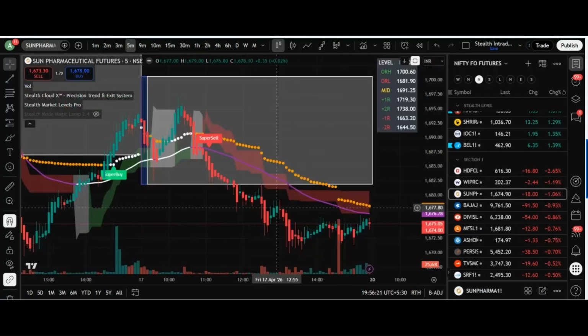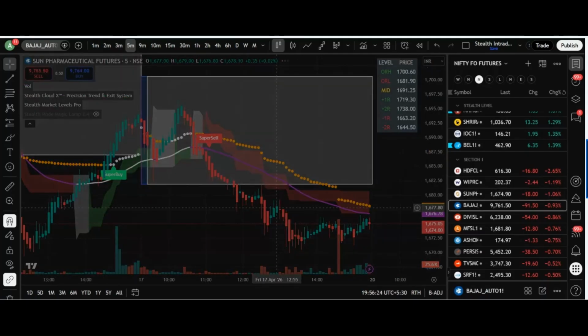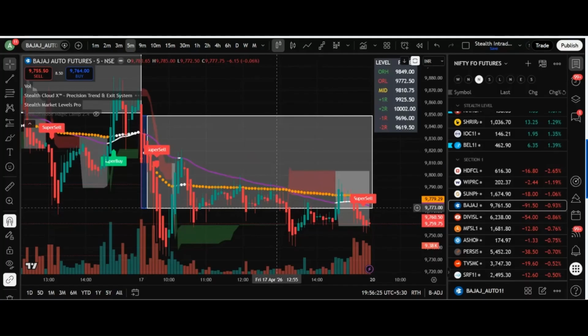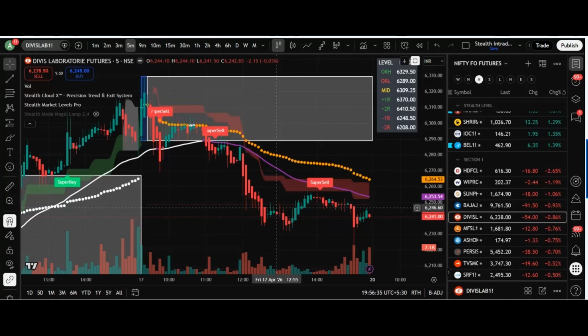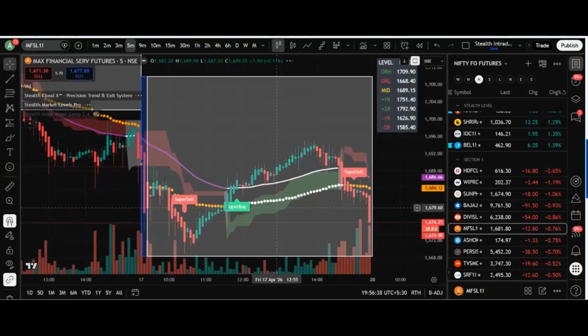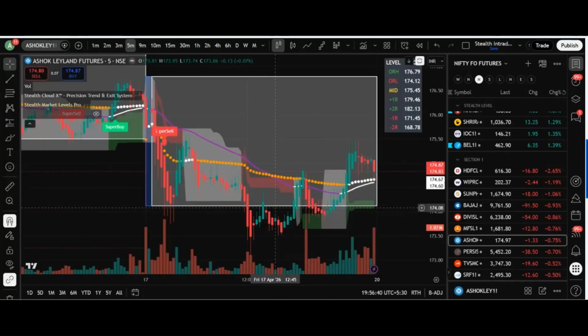Sun Pharma, yeah, यहाँ पे हमें entry मिली. Then Bajaj Auto we'll also look at. I think we got an entry and maybe we got a stop loss here also. We'll come to that also. Okay, Divi's Lab, big move. MFSL, no entry. Ashok Leyland, yeah, no entry here actually.